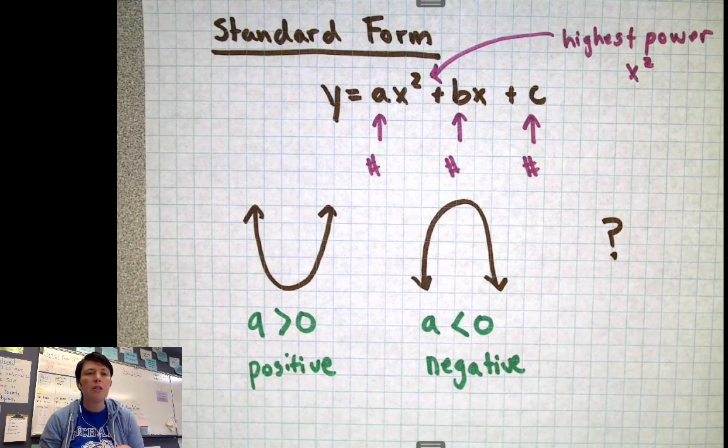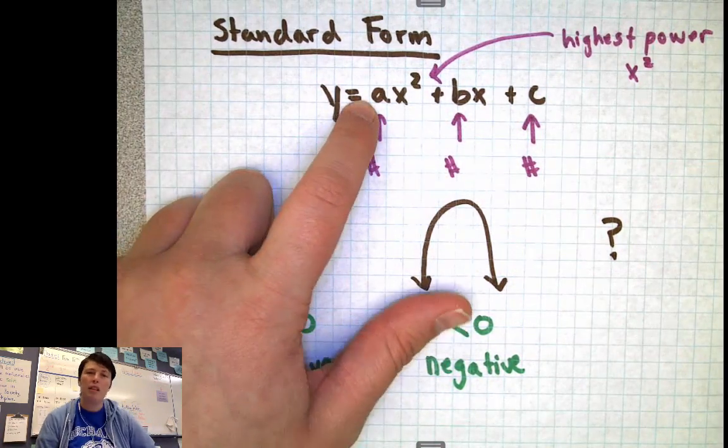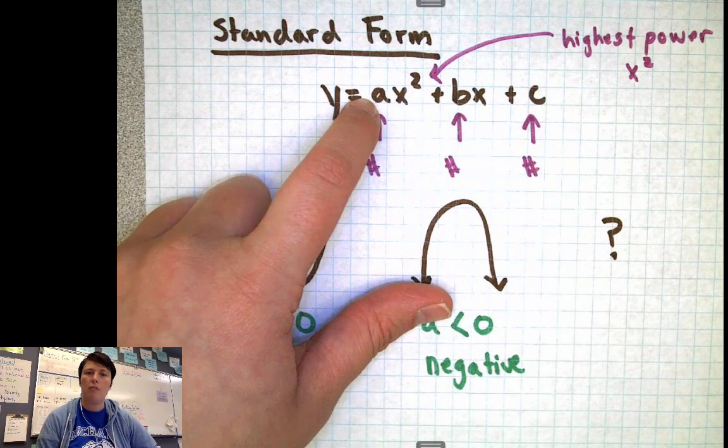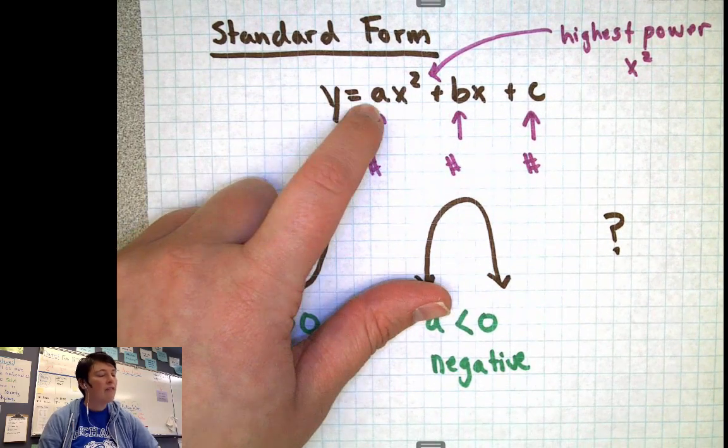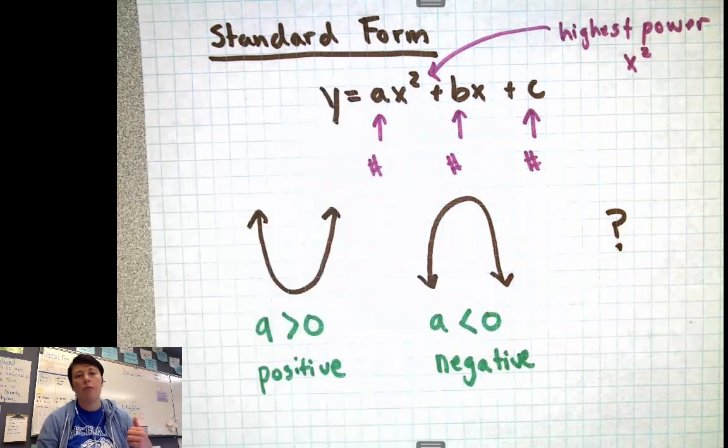And honestly, it helps us check our answer, because if you go to graph and you have a parabola pointing down, you better have a negative coefficient. If not, you're like, I might have made a mistake in my order of operations when I was doing my table. So look at that a value, get kind of a clue of should it point up or should it point down, and it'll help you out with graphing.